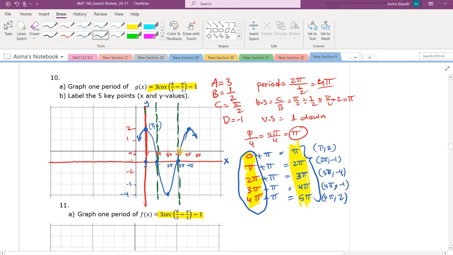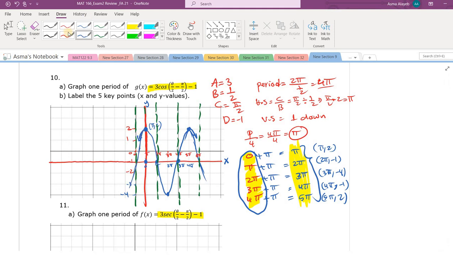Okay, so 2 pi, 4 pi, I know it's going to happen again at 6 pi. So here is another asymptote. And I can finish this graph like this. And I know that it's going to happen again at this point right here.